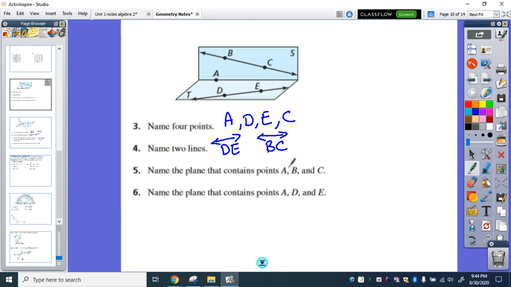The plane that contains points A, B, and C would be plane S. And the plane that contains points A, D, and E would be plane T.